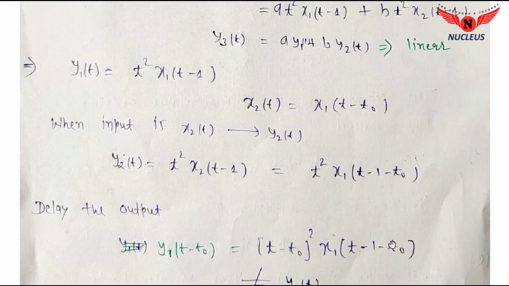This is our example. Okay, y(t) = t² x(t). So when you delay the input, you will get y1 = t² x(t-1), and when you delay the output, we will get y2 = (t-1)² x(t-1). So both equations y1 and y2 are not equal. Okay, so this is an example of a time variant system.